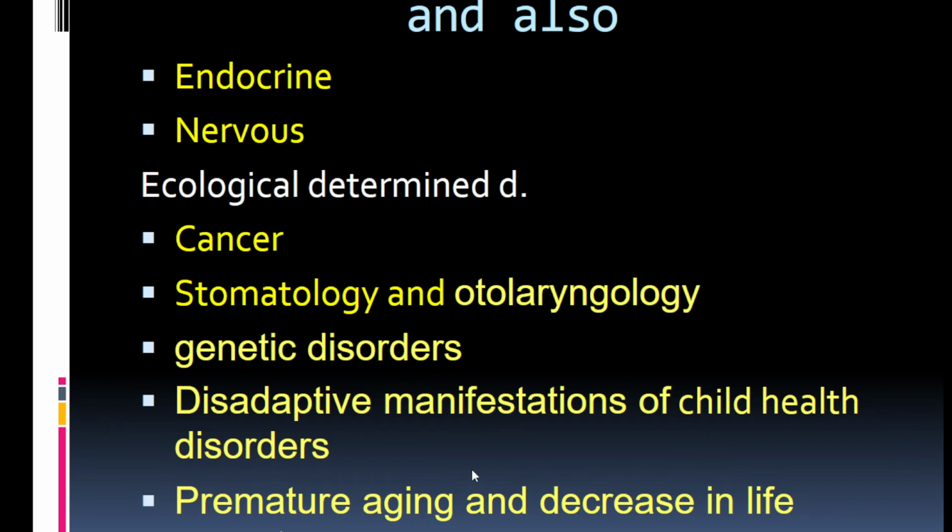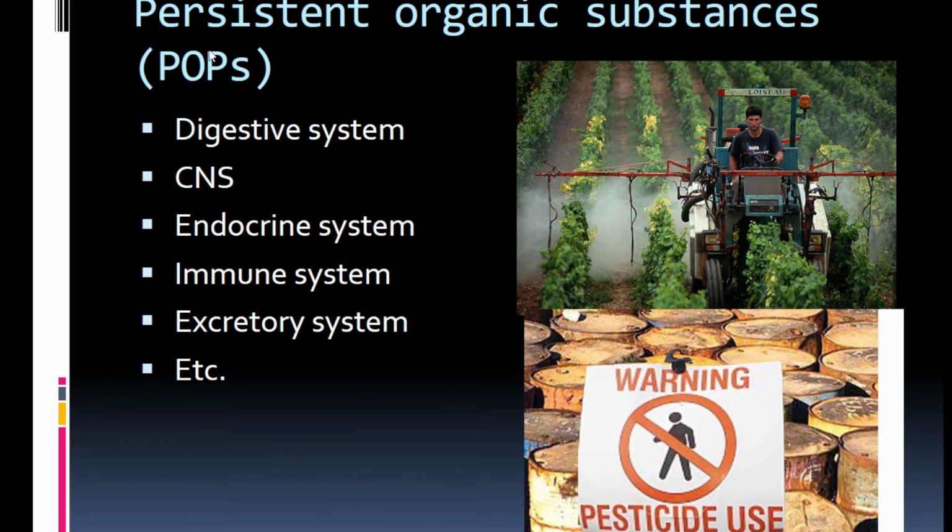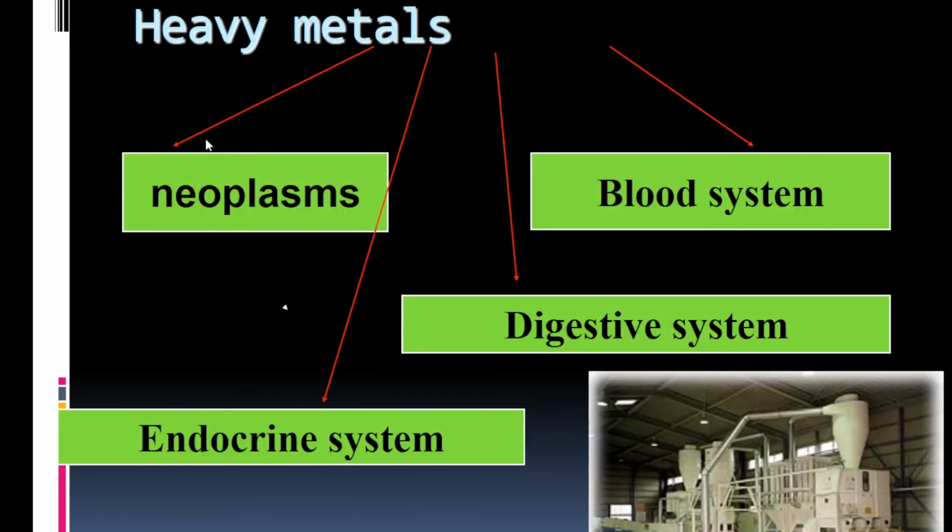And in different regions, this transformation, this influence, may have a different level, and this relation may be closer or less close. For example, in regions where countries use very high quantities of persistent organic substances in agriculture, we have the influence of pesticides, for example, on the digestive system, central nervous system, endocrine system, immune system, excretory system, etc. And other inorganic chemical pollutants, heavy metals, can cause neoplasms and influence the blood system, digestive system, and endocrine system.